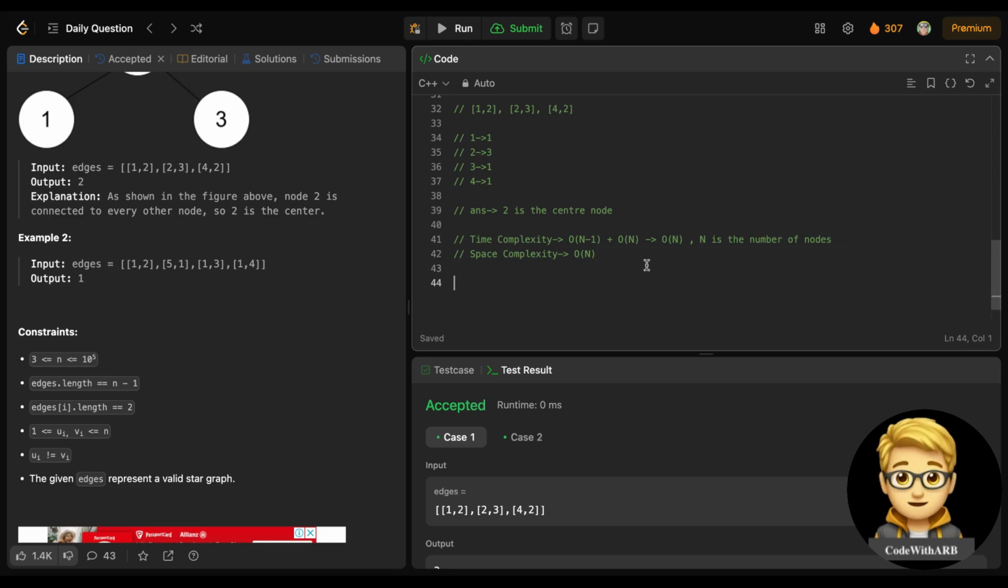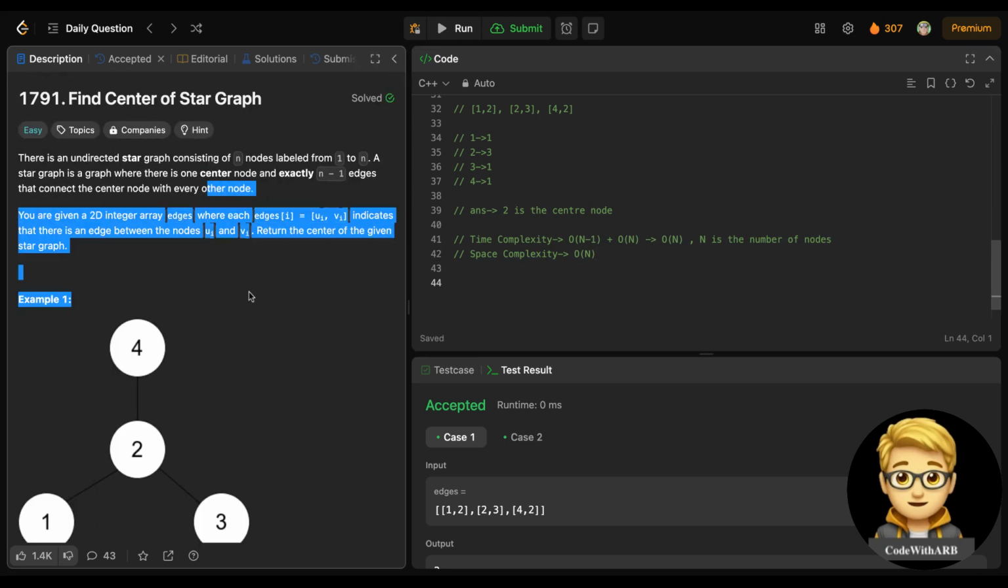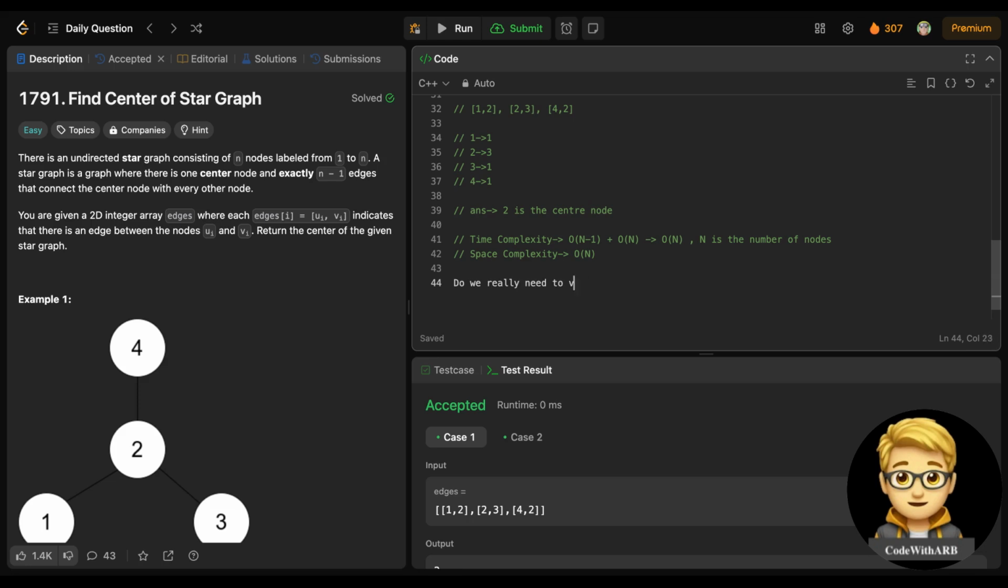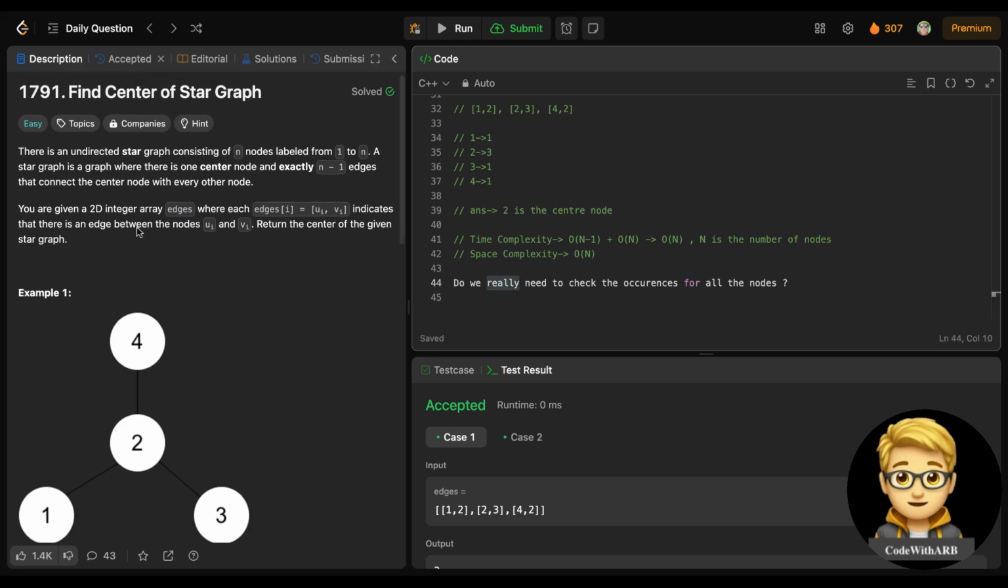But now the question is, do we really need to count for all nodes? Can we optimize it further? Do we really need to check the occurrences for all the nodes, right? If you observe here, one line in the question says there is one center node and exactly n-1 edges that connect the center node with each and every other node, right?